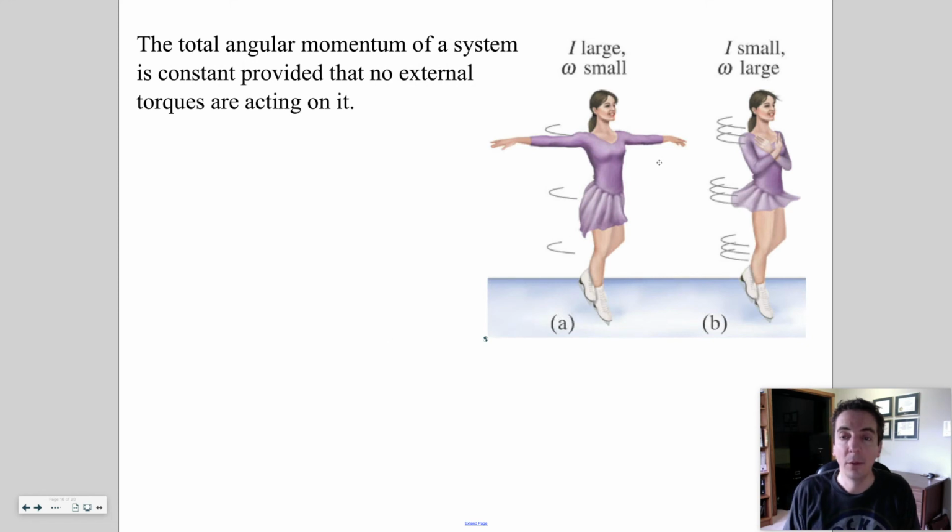So when the figure skater brings her arms in, it lowers the moment of inertia, because the R in that term is less. Most of the mass is concentrated around the center of mass, so the moment of inertia goes down, and that must mean the angular velocity speeds up or increases, and vice versa. By extending her arms, you've got a larger moment of inertia, therefore a smaller angular velocity.